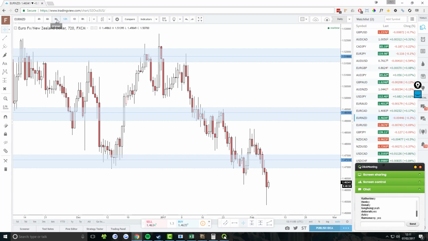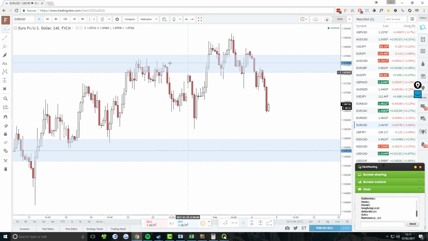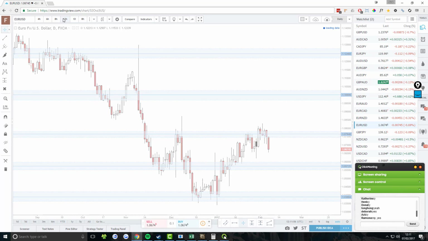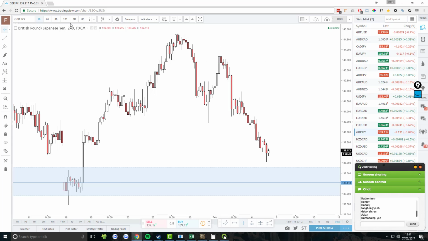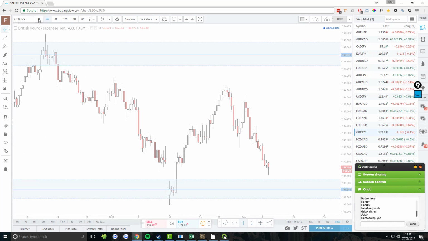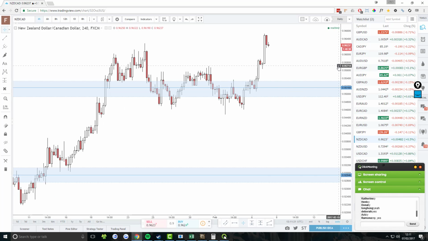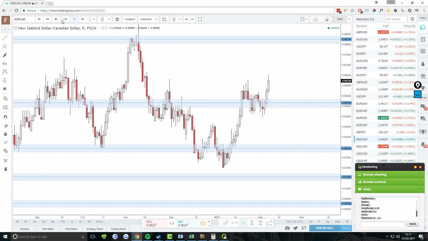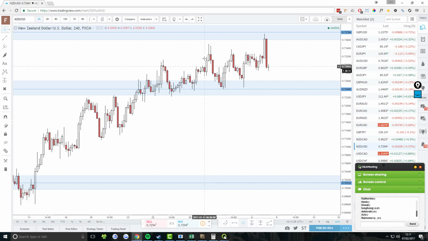Very, very unlikely. EURNZD, yeah, nothing's going on there. EURUSD, in between two support resistance areas, nothing really going on there. GBPUSD, in between two support resistance areas, kind of. Getting towards the support though. NZDCAD, nothing is happening here.